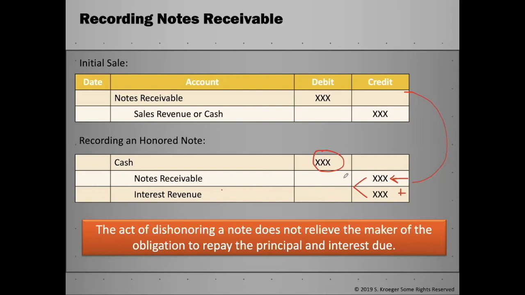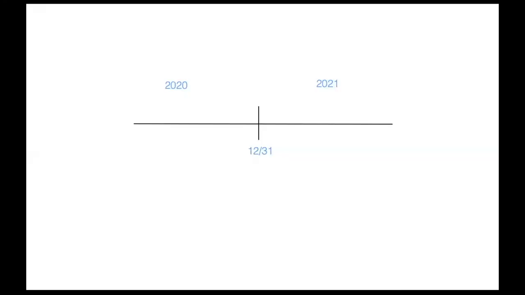So the note plus the interest will be the amount of cash I'm receiving. Once again, this is if it's in the same accounting period. For instance, it's 2020, I lend you the money in 2020, and then you pay me back in the same accounting period. It doesn't go into next year. We'll discuss that next. Let me show you an example of why we're doing what we're doing next.